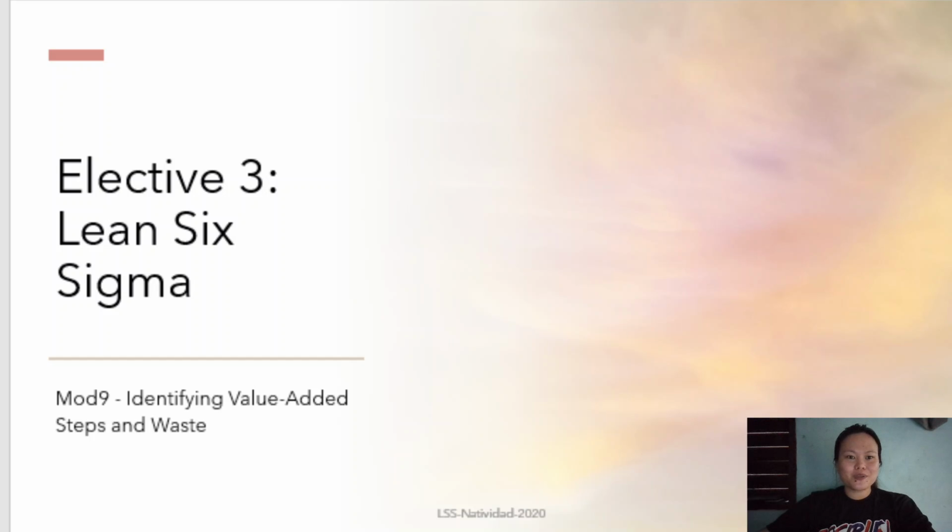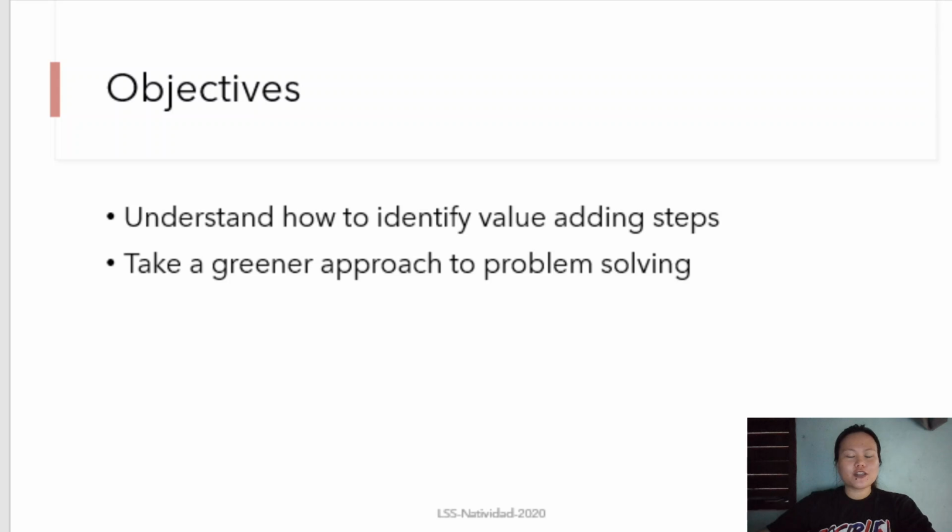Hi everyone, we would be discussing Module 9 of your Elective 3 Lean Six Sigma subject. This is identifying the value added steps and ways. Let's start off with your objectives.